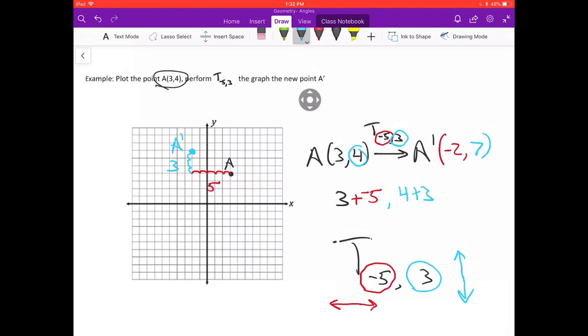The best way to do it is to do the addition and subtraction like this. And if you have a triangle, square, or rectangle, you're going to want to do it the exact same way. You would just be doing it to multiple points, not just point A.